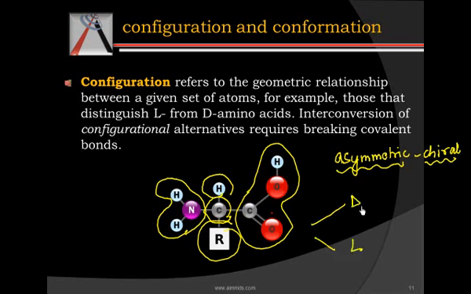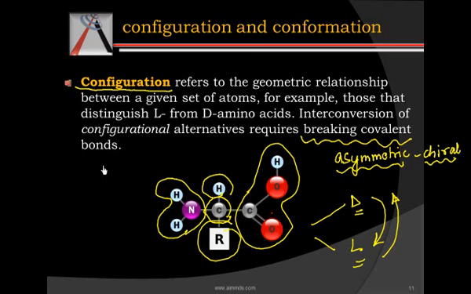Now a very important thing about this is whenever a molecule, be it an amino acid or anything else, has to change from D form to L form or L to D, there has to be breaking of a covalent bond. It cannot just turn around from D to L. It has to break its covalent bond. This is called a configurational change.